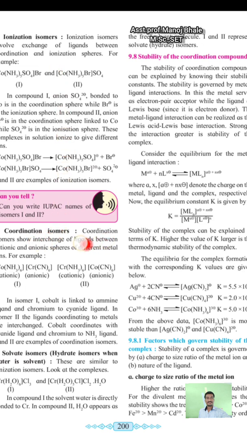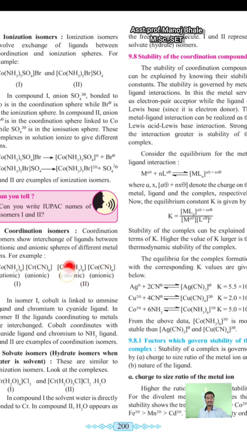Next one, coordination isomerism. Now what is coordination isomerism? In coordination isomerism, there is just a difference in the coordination sphere. This is the first example which is given there. This is a cationic coordination sphere, and the second is the anionic coordination sphere. In the second example also, this is the cationic coordination sphere, and the second is the anionic coordination sphere.